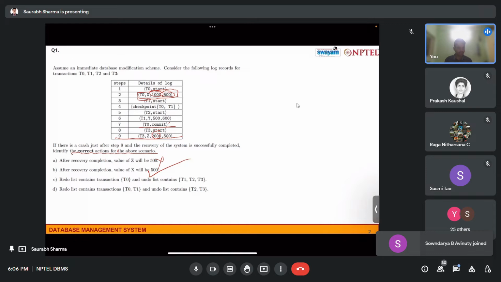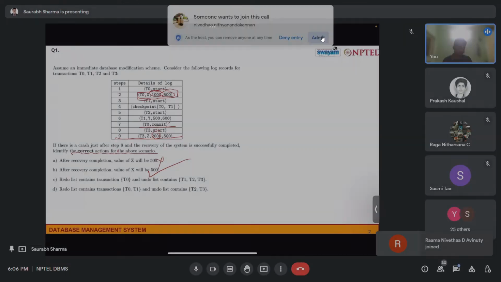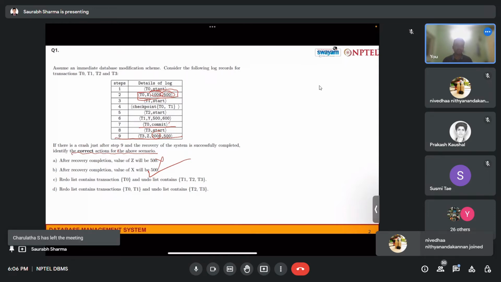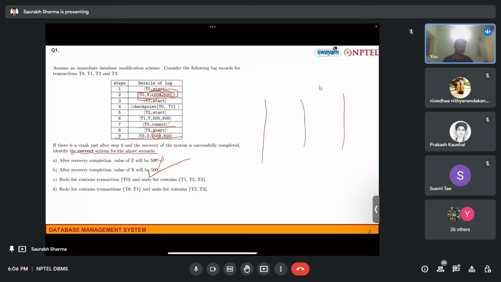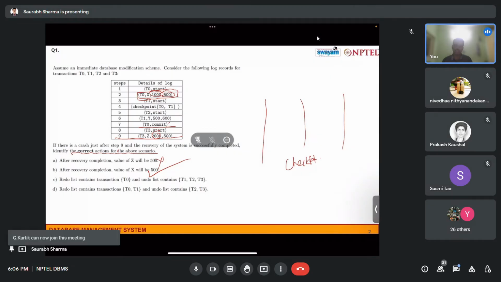Next, the third one, just see: the redo list contains transaction T0 and the undo list contains T1, T2, T3. You can do it manually based upon seeing these things, or you can create a timeline kind of thing. You just write it like checkpoint. There is a checkpoint, okay, and there is a failure.